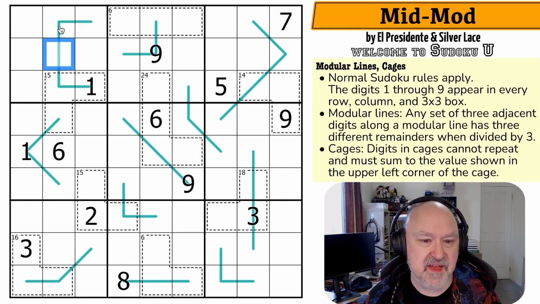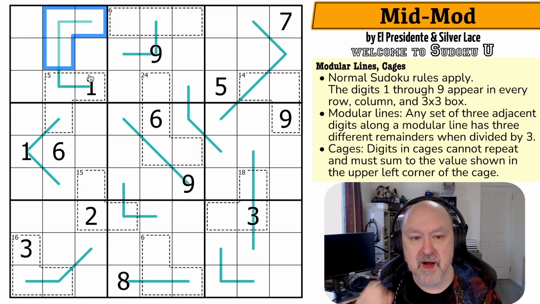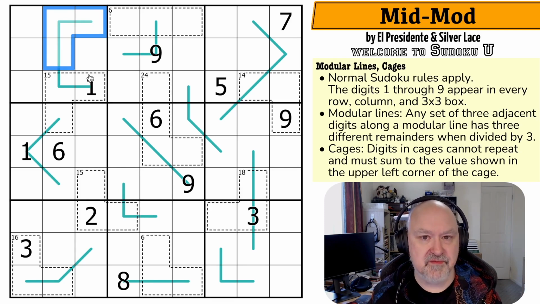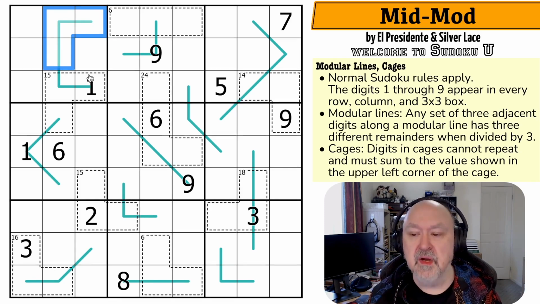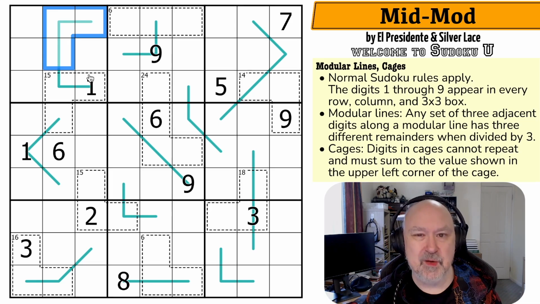I kind of wish they would give examples, but what that means is that any 3 digits along the lines must have 3 different remainders if you divide each digit by 3. You can have a remainder of 1, a remainder of 2, or a remainder of 0. The digits 1, 4, 7 have a remainder of 1, 2, 5, 8 have a remainder of 2, and 3, 6, 9 have a remainder of 0. You can figure that out by dividing the number by 3 and seeing what the remainder is.